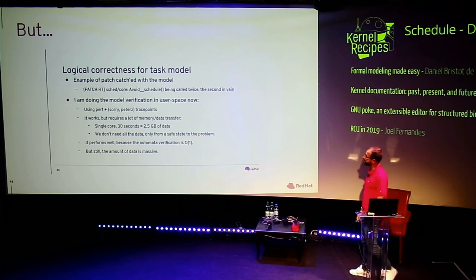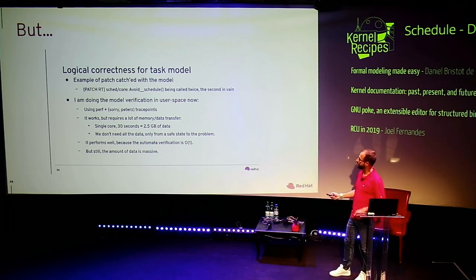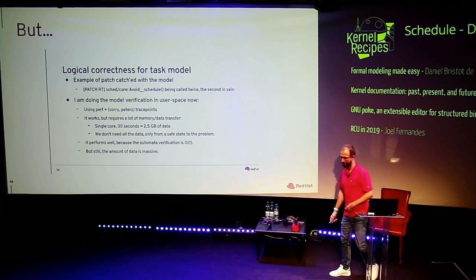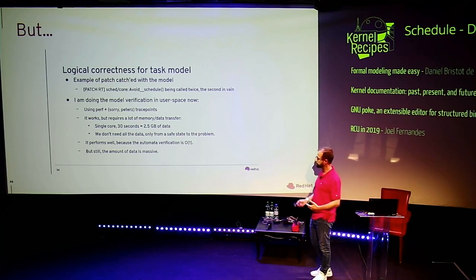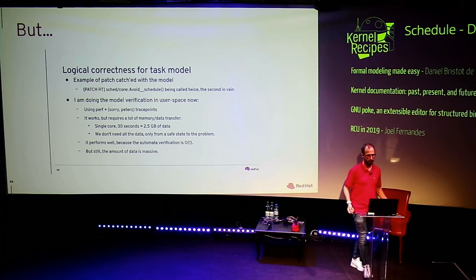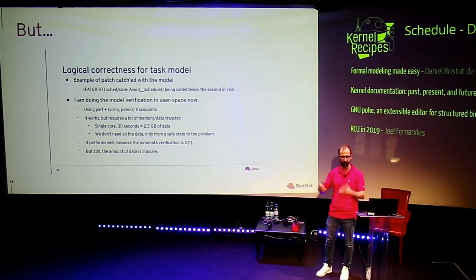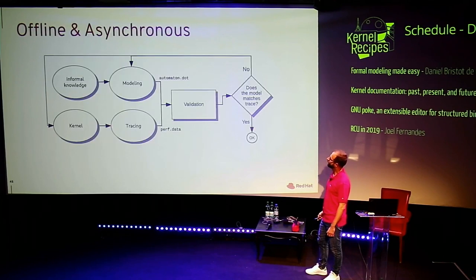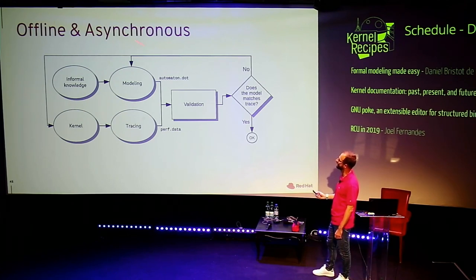The problem is that as I was using perf, I would have to collect a lot of data. For example, in a single core system, 30 seconds of tracing was generating 2.5 gigabits of data. And I was having to transfer all of this to user space to do the processing. So it was good in the modeling part of the project, but it was not enough for us to make this practical for our daily verification of the system. Thinking in terms of formal verification, I was using an offline and asynchronous verification model. That is, I was tracing the system and then analyzing it after, not during the execution.